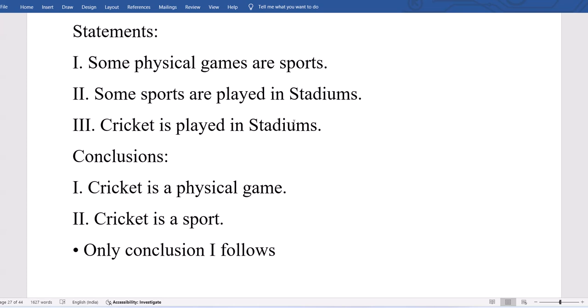Some physical games are sports. Some sports are played in stadiums. Cricket is played in stadiums. Cricket is a physical game. Cricket is a sport.